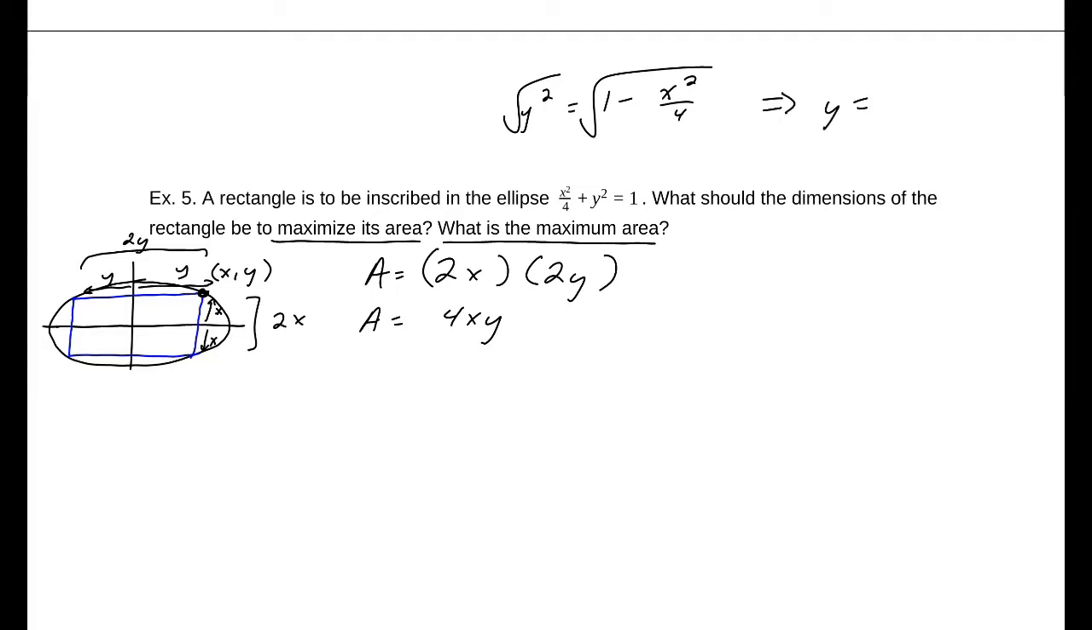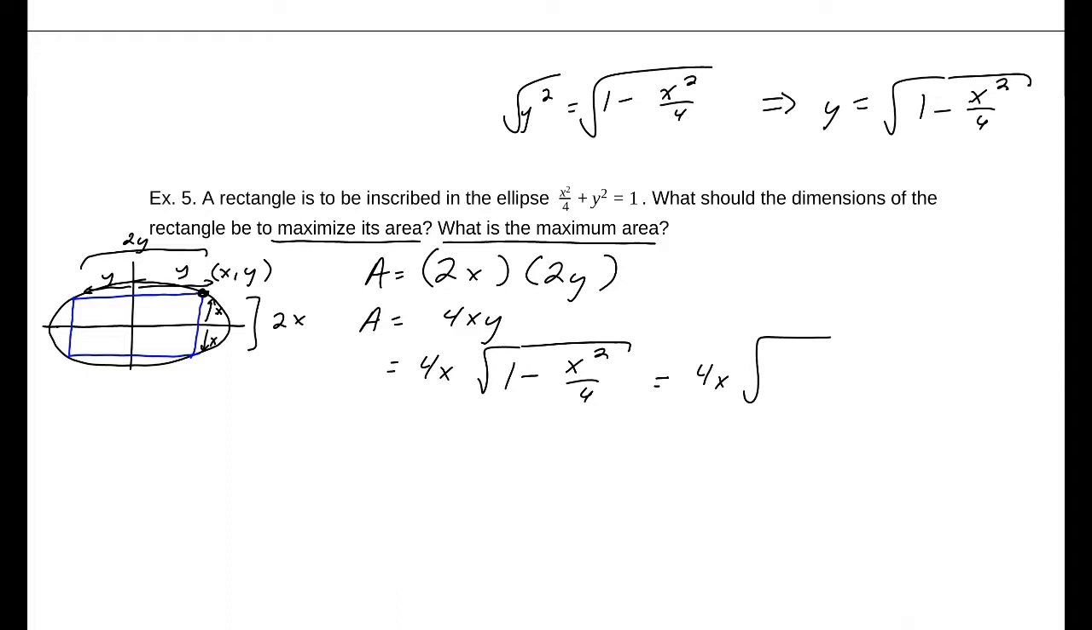Y equals square root of 1 minus x squared over 4, which makes our area formula 4x square root of 1 minus x squared over 4. Now let's go ahead and combine those two right there. Square root of 4 minus x squared over 4. Now I'll do that because that will simplify this to be 2x square root of 4 minus x squared. Square root of the 4 is 2. That combines there. Now let's find the derivative of our area function.